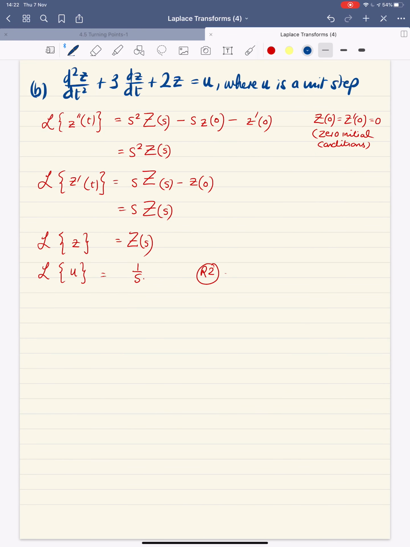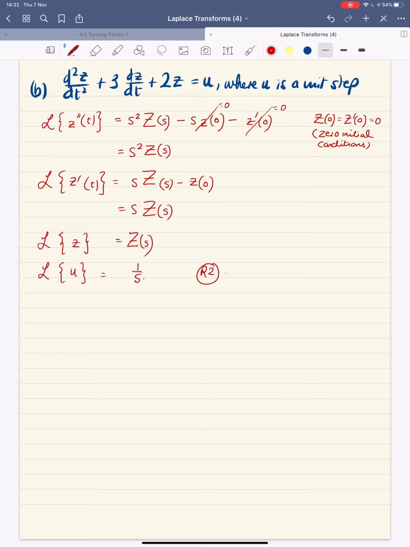Never mind. Right, B. Okay, so for B, we've got d2z by dt squared, plus 3 dz by dt, plus 2z is u, where u is the unit step. So like we did before, the Laplace transform of the second derivative with respect to time is s squared Z(s) minus s z(0) minus z'(0). Now, we haven't got any initial conditions, so these two are 0. So we end up with just s squared Z(s).